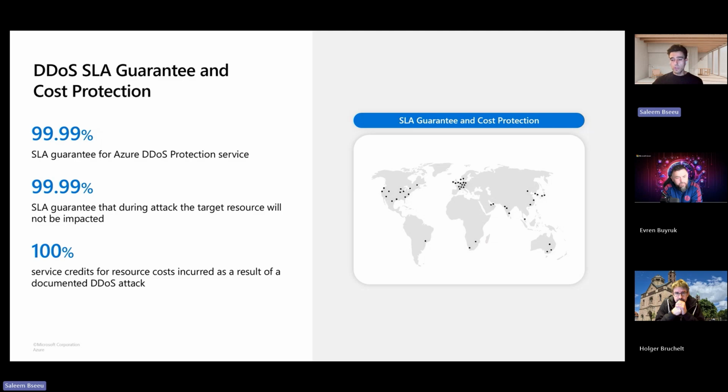Let's say you have an application gateway, you have DDoS protection enabled on it. It scales out, so you're paying more for that scaling out, right? And also for the traffic. If that was because of a DDoS attack, then you get all of that extra cost back as service credit. So you have that cost protection with that SKU.